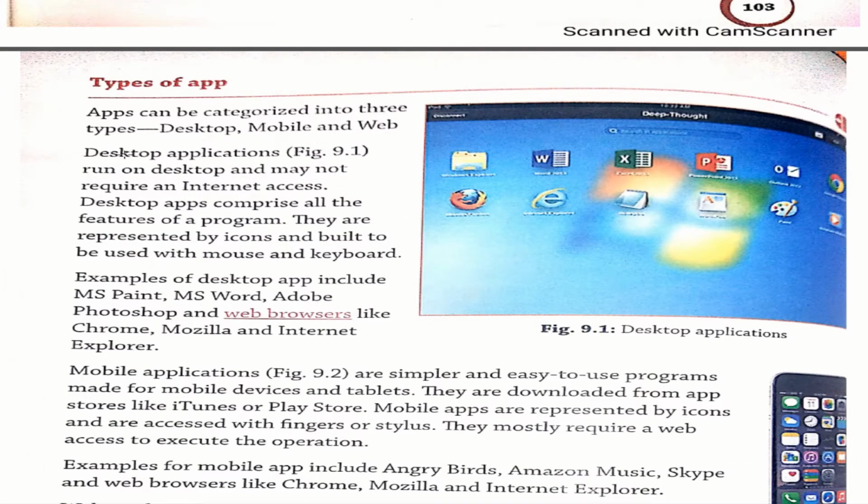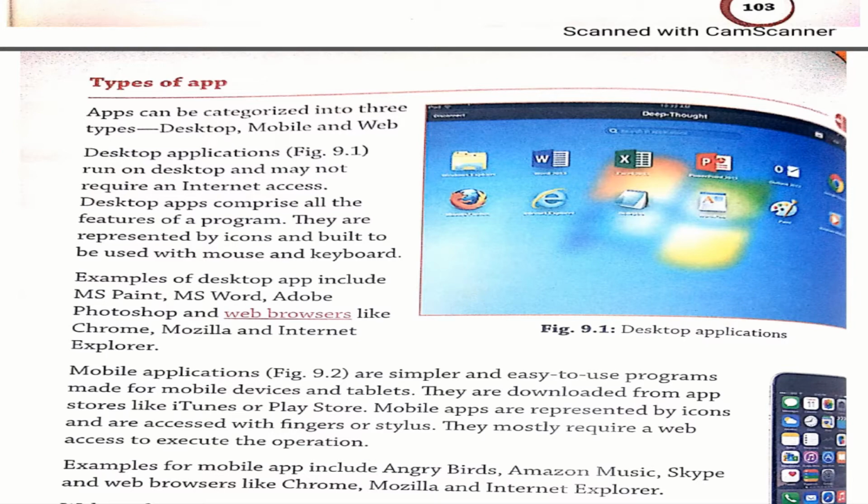Okay, next is what are the types of application. Apps can be categorized into three types. First one is desktop, second is mobile, and third one is web. See, these are the apps available on desktop. This is Word app. This one is Excel. This is PowerPoint. So these are the applications installed on your desktop. Desktop applications run on desktop and may not require internet access. Some applications require internet, but some do not require internet access for running.